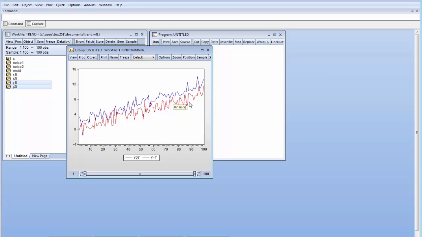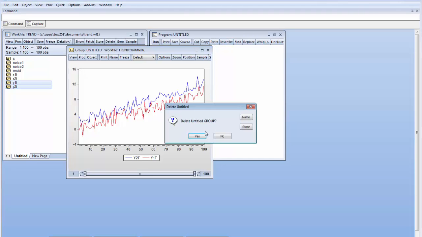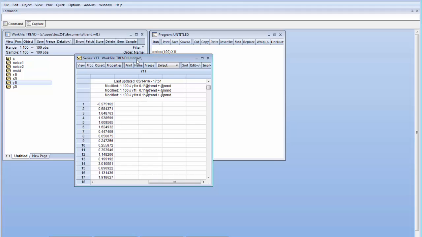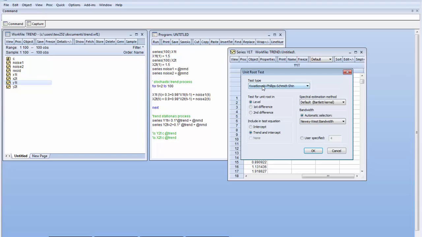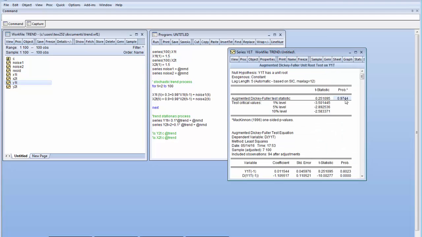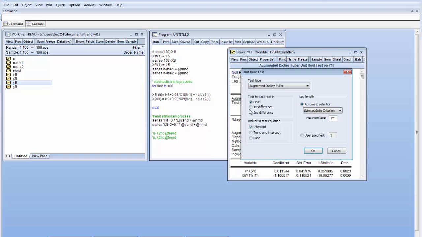Now, do we need to test for unit roots? You will probably need to. Usually, if you're writing a dissertation, you must do one. So let's do a very quick unit root test. View, unit root test, augmented Dickey-Fuller test. Run it usually in levels with intercept selected. We fail to reject the unit root hypothesis, so there is a unit root. Yeah, happy with that, I guess.